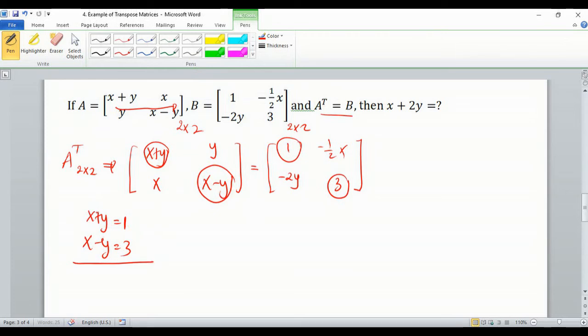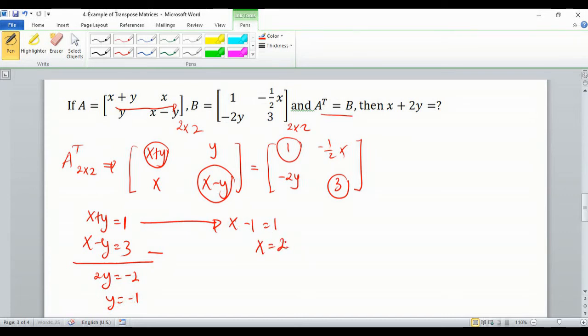So we will just solve this one to be 2y is equal to minus 2. So y is equal to minus 1. With y equal to minus 1, I will substitute to here, is equal to 1, so x equals 2.